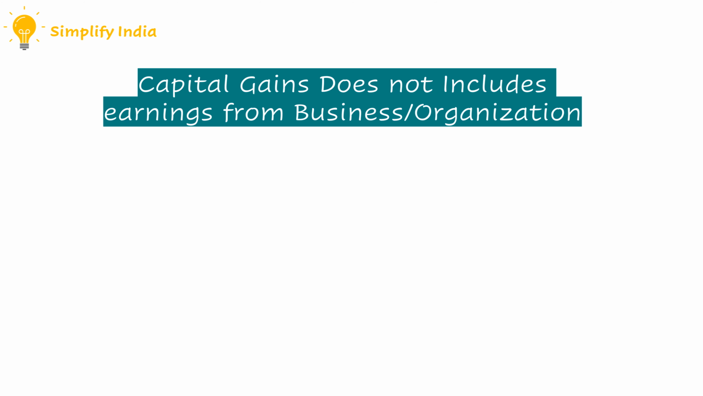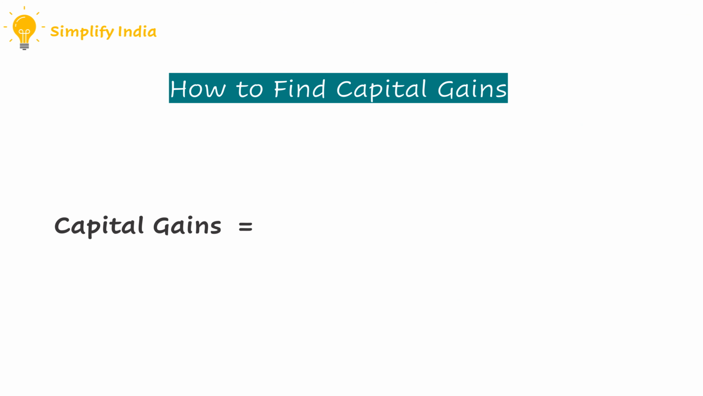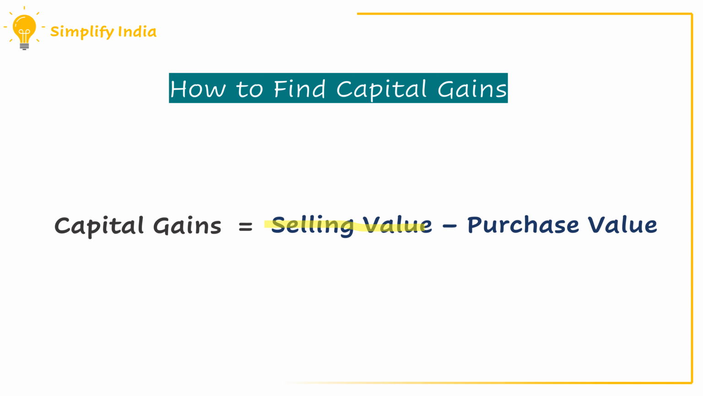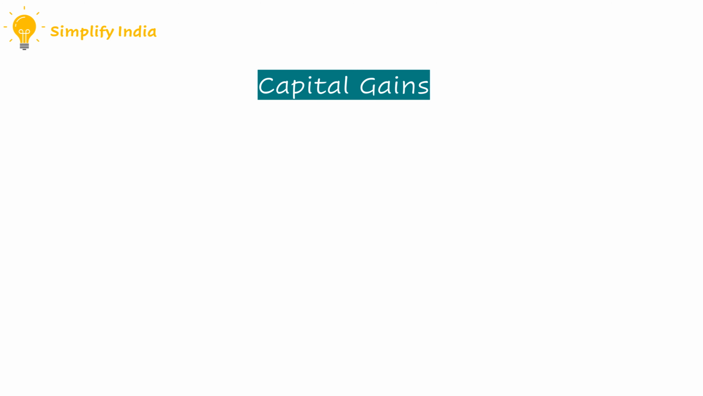Since capital gain is a profit realized from the sale of a capital asset, it does not include any other kind of earnings like salary or the profit from business activities. To find out the capital gains from a transaction, we need to subtract the purchase value from the selling price of the capital asset. Let us find this with the most common example of buying a property.